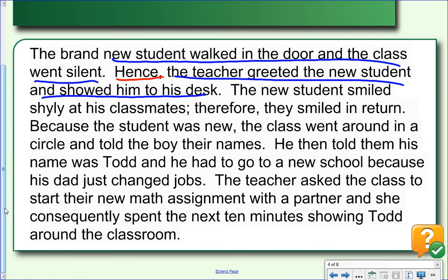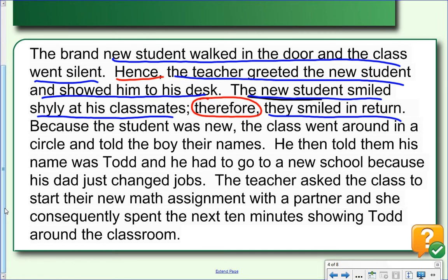All right. The new student smiled shyly at his classmates. Therefore, they smiled in return. There's another cause and effect word, therefore. Okay, so if that's my cause and effect word, what would be my cause? What would be my effect? Okay, I'd say my new cause would be the student smiled shyly at his classmates, so he smiled. And then the effect would be they smiled in return. I smile at you, you smile at me.